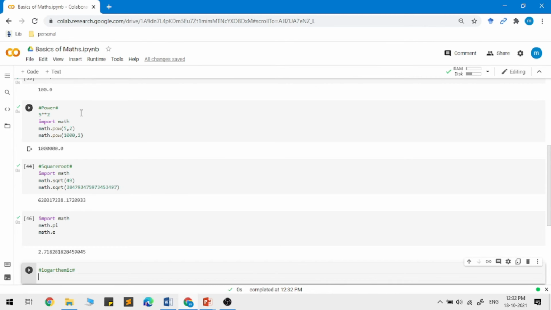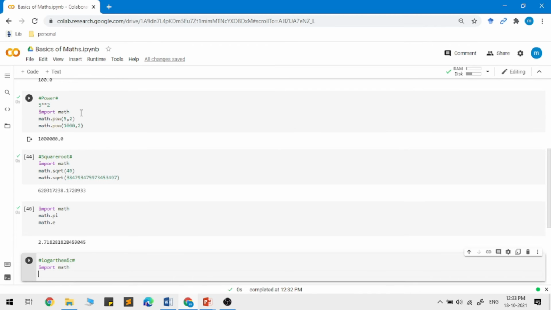So it is very easy once we import the math function. Import math. I want to use log, so it is math dot log. When using this log function, I have to mention the value and the base. If I'm not mentioning the base, then it will take the base as e. So I want to find the log of 1000 with base e.